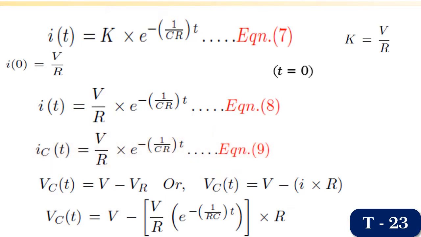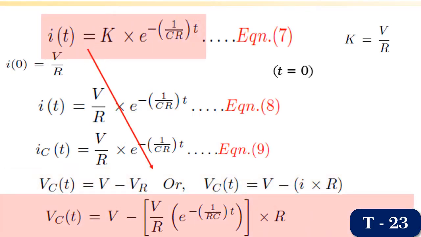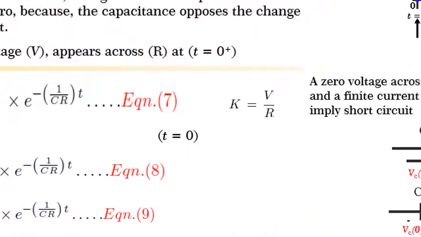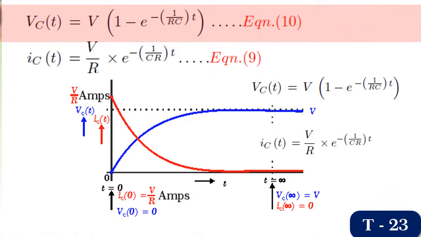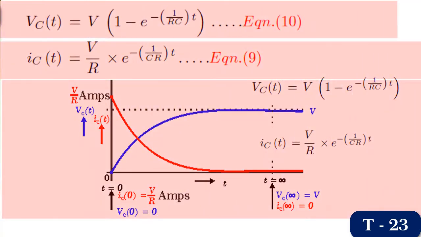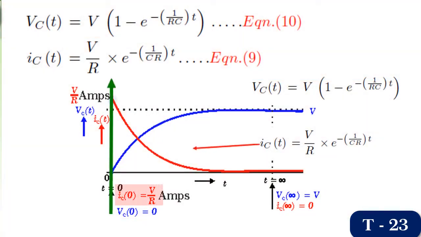To obtain the behavior of capacitance at t equal to 0 and at t equal to infinity, we need to find Vc(t) for t greater than or equal to 0. We know that Vc(t) is equal to V minus Vr. So, by substituting for I(t) and solving it, we get Vc(t) equal to V into bracket 1 minus e to the power of minus 1 by RC into t. By drawing the graph of Ic and Vc as shown in figure, we find that at t equal to 0, I(0) is equal to V by R amperes and Vc(0) is equal to 0.